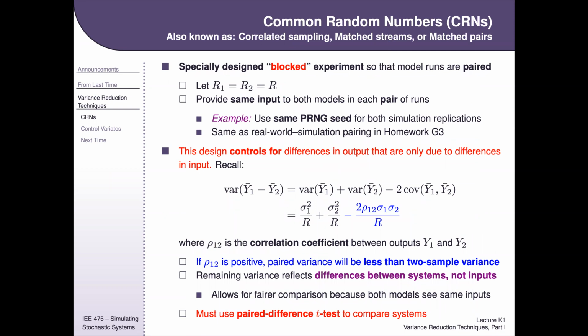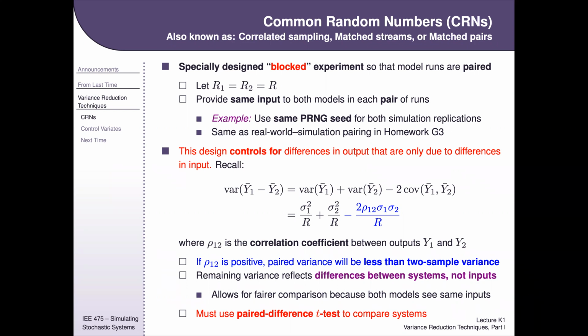That is exactly what we talked about today. So this method of VRT, CRNs, is where we use the same pseudo-random number seed into multiple parallel simulations to help ensure that those two simulations have the same input models going into all of them, the same inputs going into all of them.